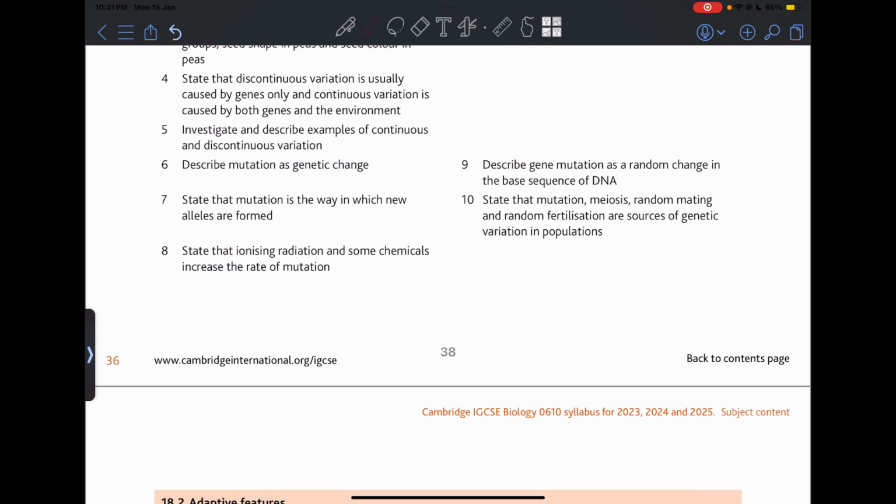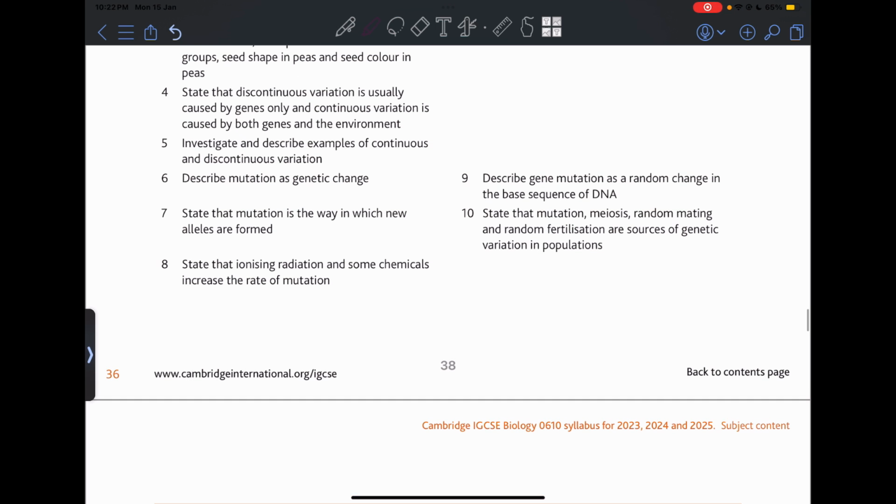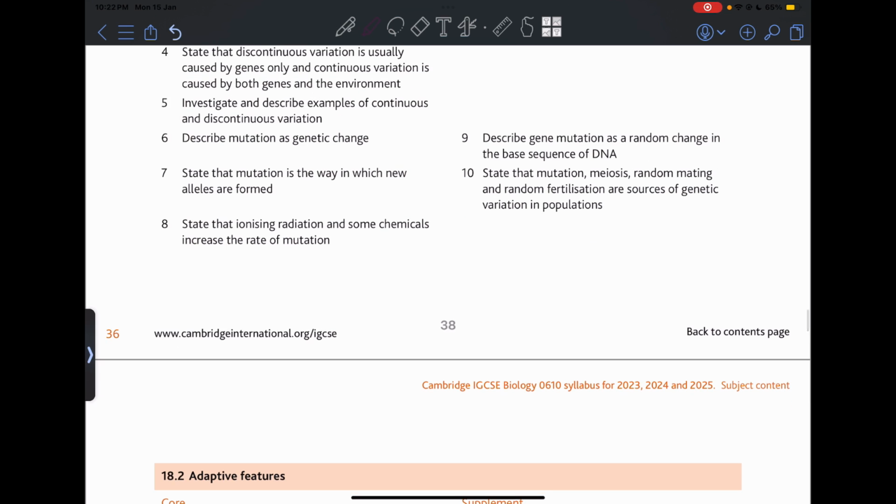Number 6 says mutation. Describe mutation as genetic change. Number 7 says state that mutation is the way in which new alleles are formed. So mutation is something that is not normal that happens in the genes. For example, Down syndrome. As we all know, it is when there is an extra copy of a chromosome, and this causes abnormal human chromosomes. So this is mutation. It is not normal. Not everyone is like that. So this is how new alleles are formed, and sometimes they can pass those mutated alleles to other individuals.